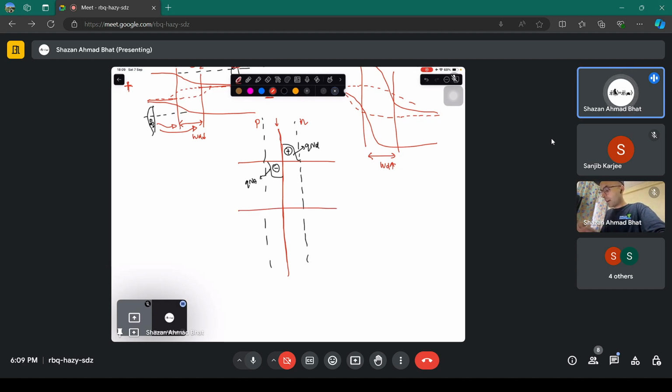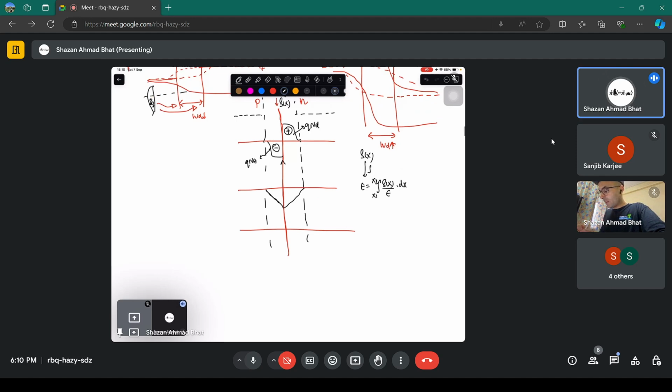Then you showed how you can actually draw the electric field profile. If you know this rho as a function of x, which is the space charge in the depletion region, you can integrate the space charge to get the electric field by using something called Poisson's equation. So this is from x1 to x2, and you got the electric field. If there is equal doping on both of the sides, then you get an electric field profile something like this by integrating the space charge. Okay, so this is the electric field as a function of x.